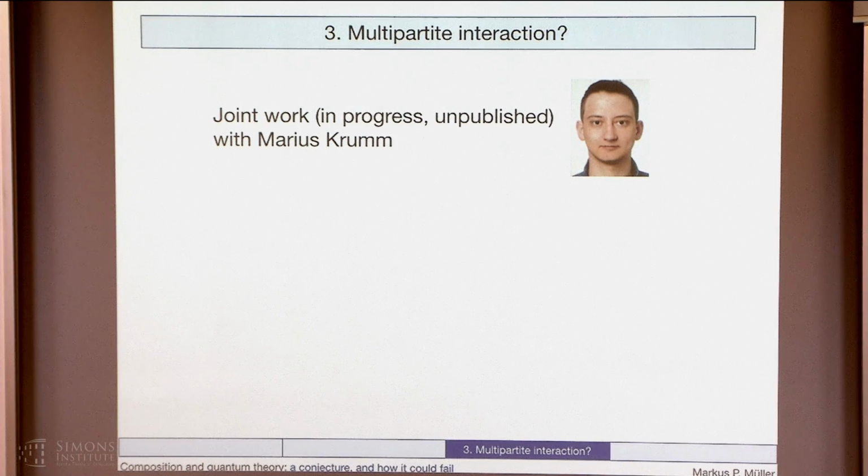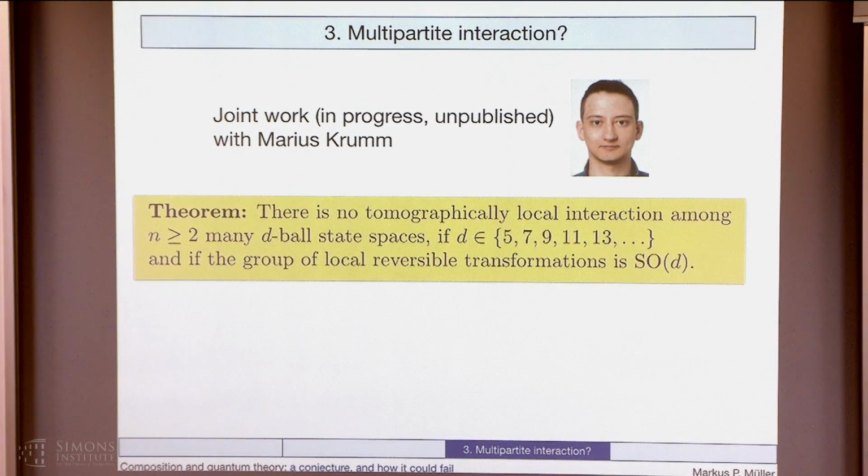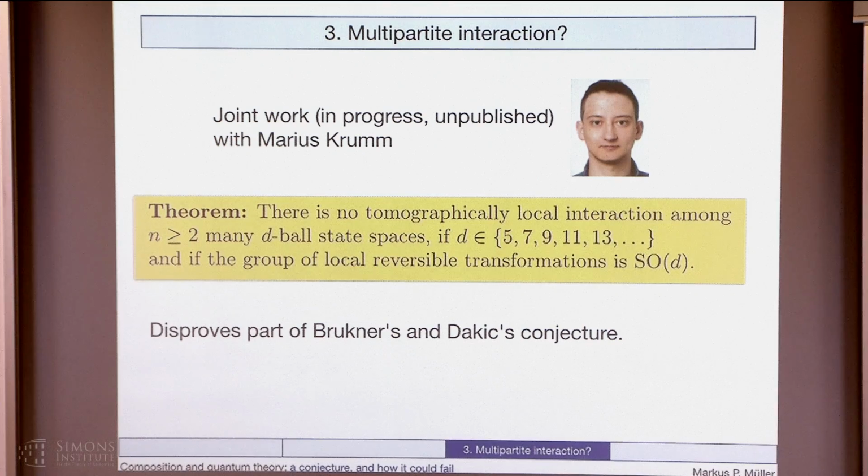Unfortunately, this is now work with Marius Krum, my student. This seems to be wrong. At least we checked a few of these cases. So what we found so far is the following. If the ball dimension is either 5 or 7 or 9 or 11 and so on, and if you have at least 2 of these balls, maybe 3 or 4 or 5, and the local group is just a rotation group, then there is still no nice state space which has tomographically local interaction, unfortunately. But we don't know what's happening for the even dimensions or for the other groups. But at least this proves part of Bruckner's and Dakic's conjecture.